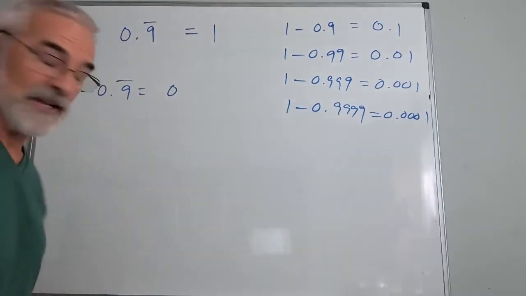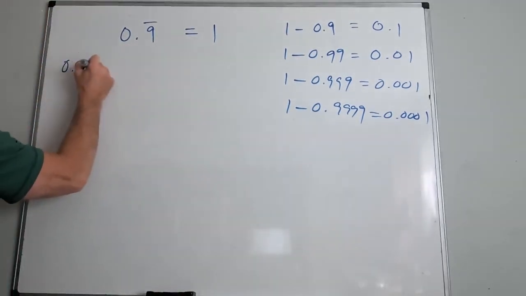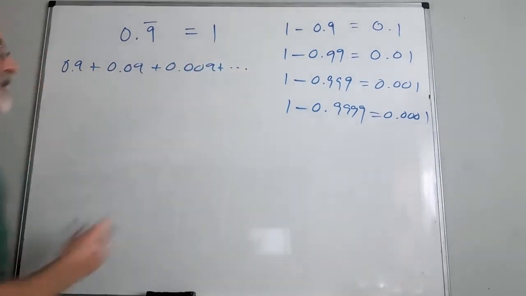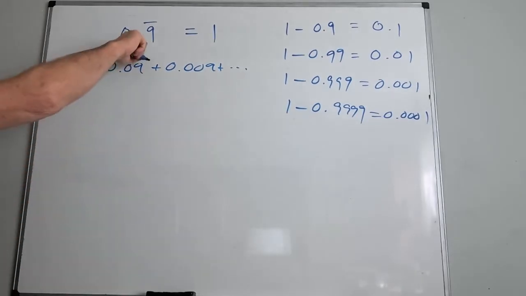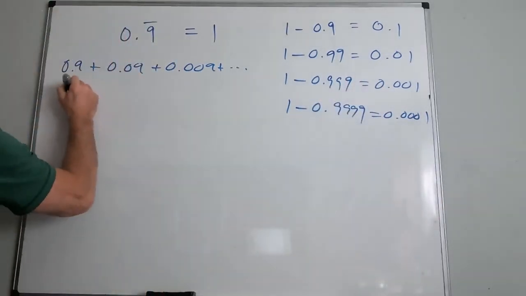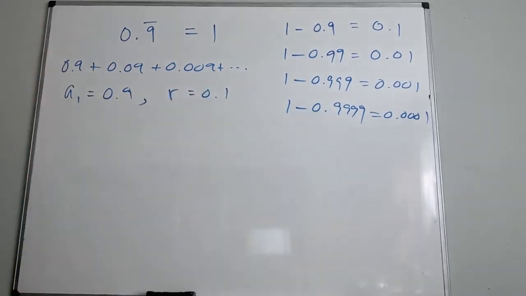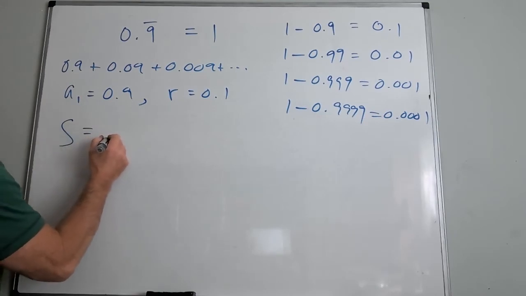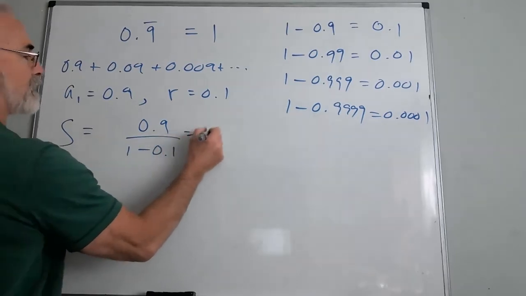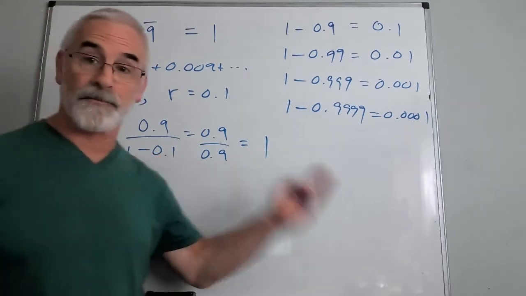Okay. The second proof, let's do what we just did. Isn't this 0.9 plus 0.09 plus 0.009 plus? That's what we just did. And this is most definitely a rational number because it's got a repeating decimal sequence. So this would tell me my A1 is 0.9 and my R is 0.1. So my infinite sum is what? 0.9 over 1 minus 0.1, which is 0.9 over 0.9. Okay. That's an absolutely valid mathematical proof.